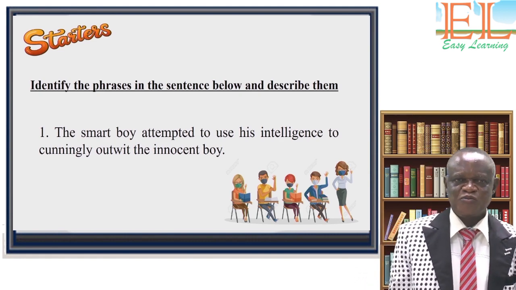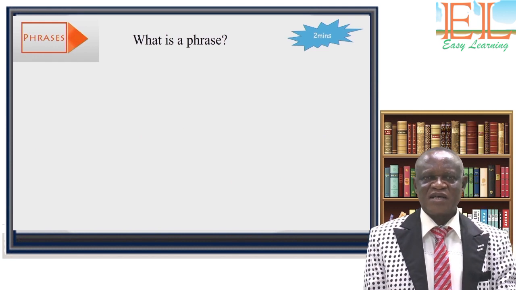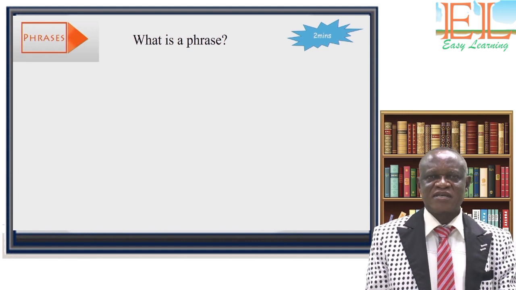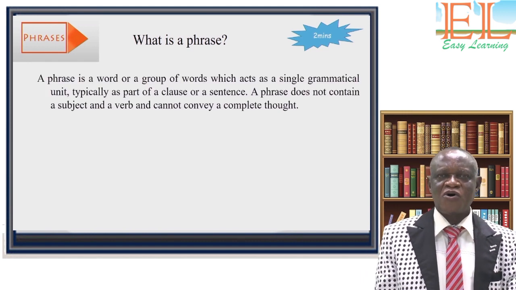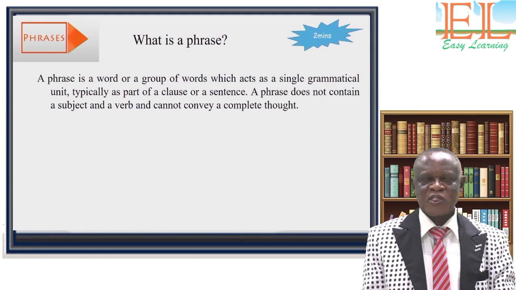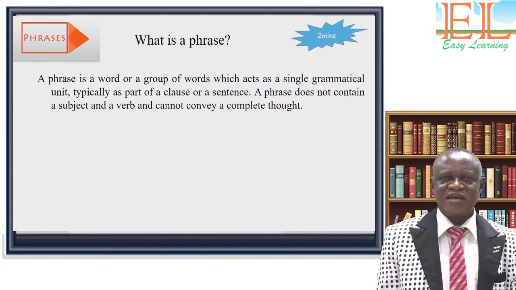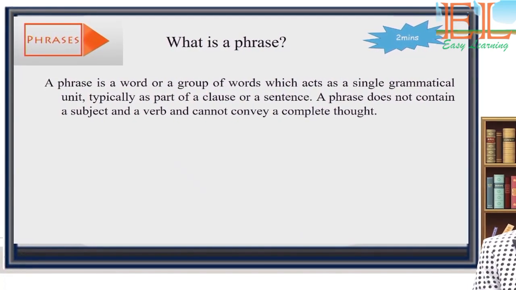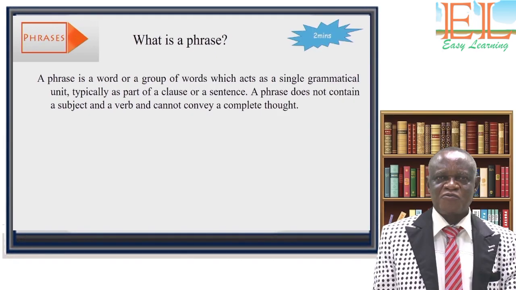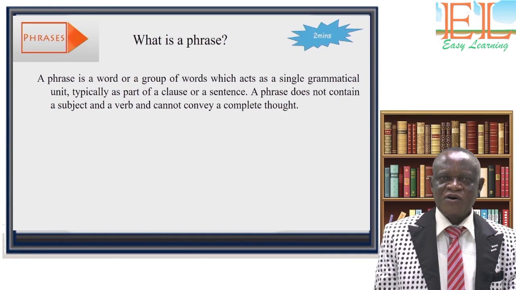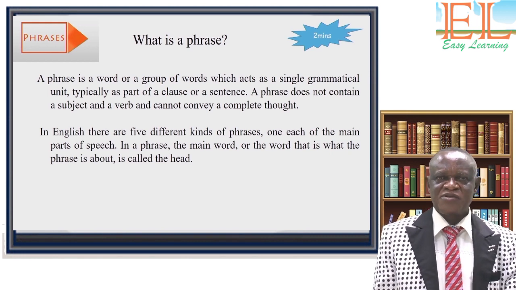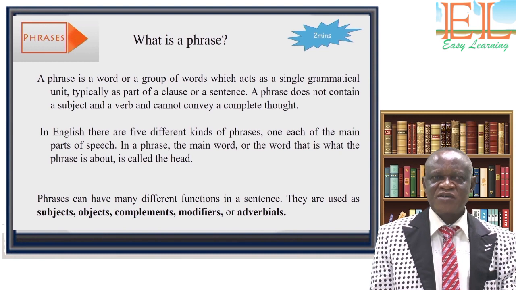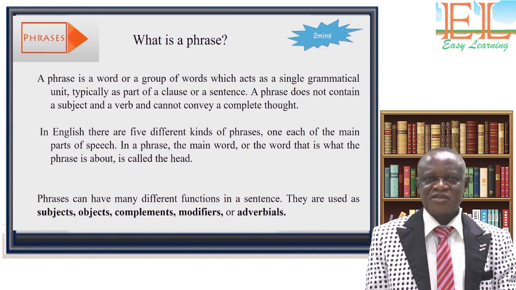Now, what is a phrase? We've come across this word several times. A phrase is a grammatical term referring to a group of words that does not contain a subject and a verb. We don't have any subject performing any action in the group of words, and this makes it a phrase. We have different types of phrases, and the head word of the phrase determines the type of phrase. Phrases can also function as subjects, objects, complements, modifiers, and adverbials. A phrase can be one word, two words, or even much longer.